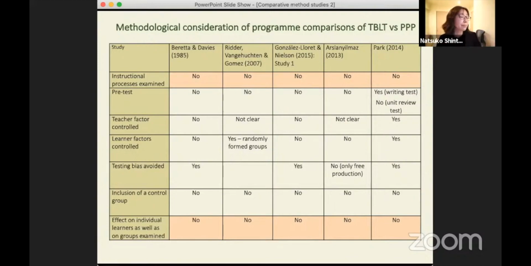So we don't know what students are actually doing while participating in these programs, in these very long programs. In other words, we don't know what learning processes resulted in the different levels of learning for the TBLT and PPP programs. So for these reasons, these studies cannot provide clear conclusions about the relative effectiveness of TBLT or PPP.